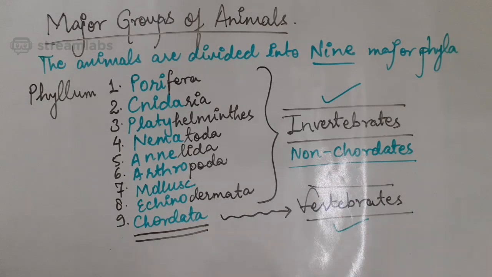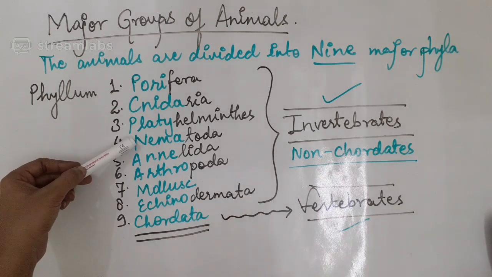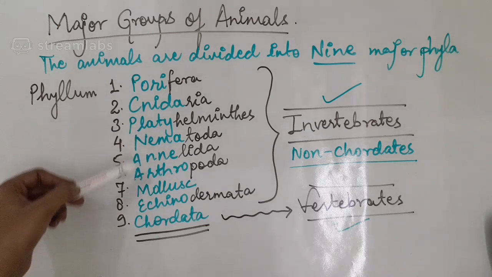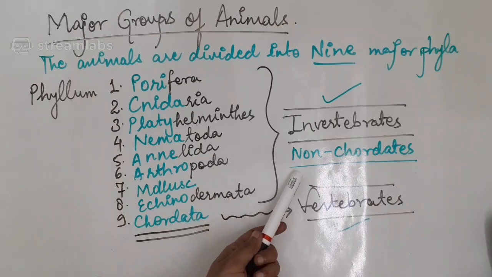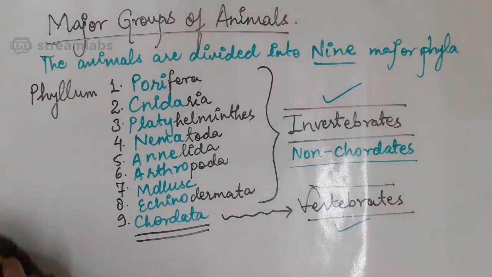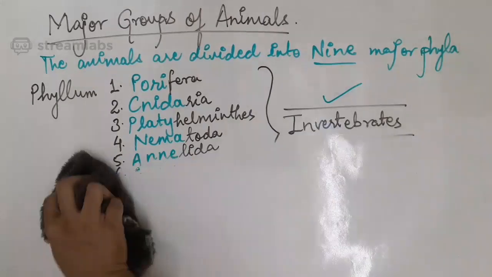I am rubbing it now. Once more you revise it. Porinidae Platinema, Ane-arthro-mollusk echino. 1 to 8 are invertebrates or non-chordates, and the 9th one is the Chordata or the phylum that contains all the vertebrates. Now I am rubbing it and giving you the detailed form of these phylums.